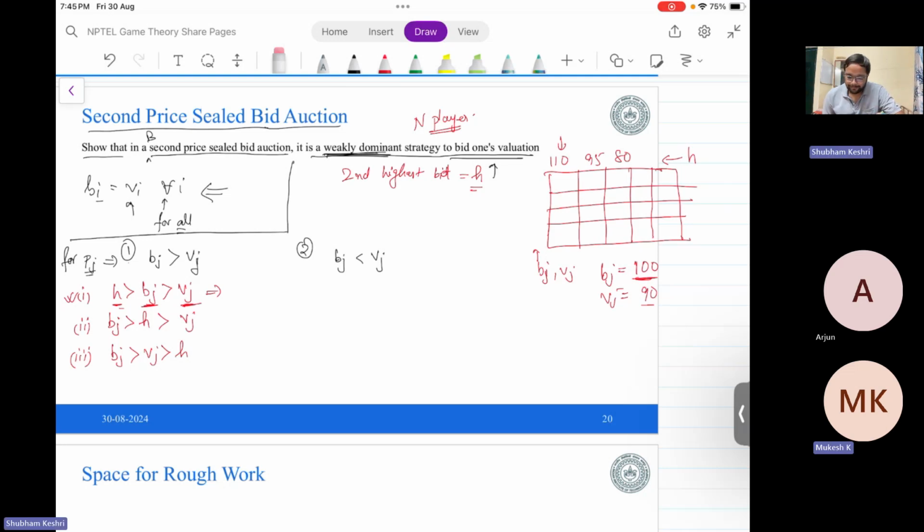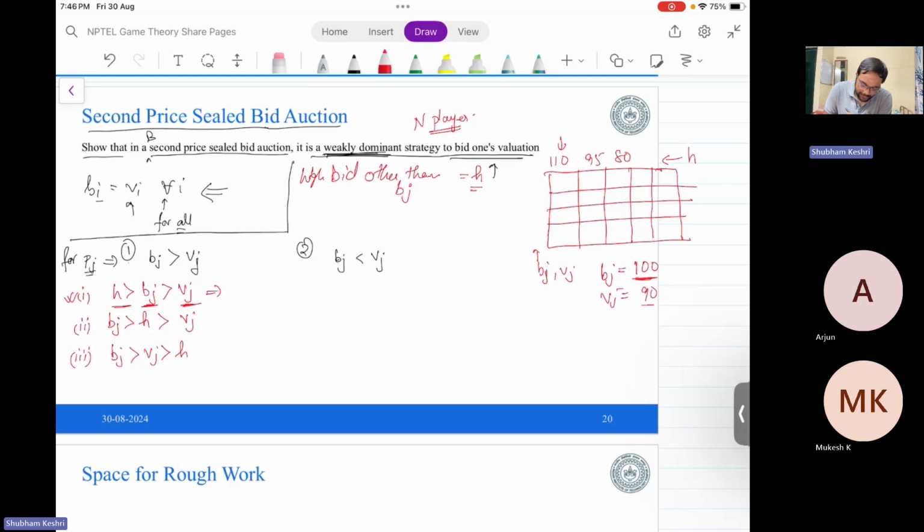H is the second highest bid. That means someone else is going to win. The highest bid is someone else's. So in this case, you can say the bids other than J. Let me replace it: highest bid other than BJ. Then we will be clear.